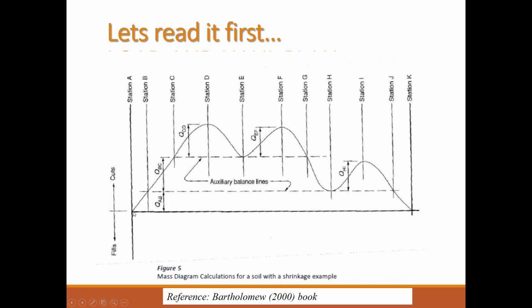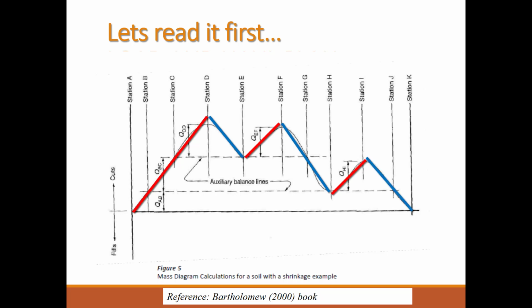All right, let's go along and read it a little bit. What is happening from station A all the way to station D? We are actually cutting, right? So we cut all the way from A to D, and then we start filling from D to E, again cutting from E to F, filling F to H, cutting H to I, filling I to K.